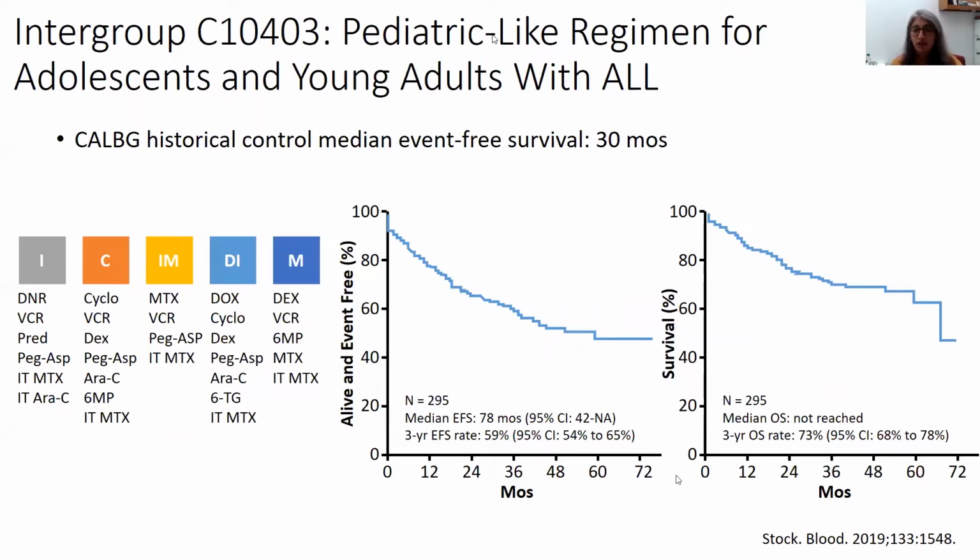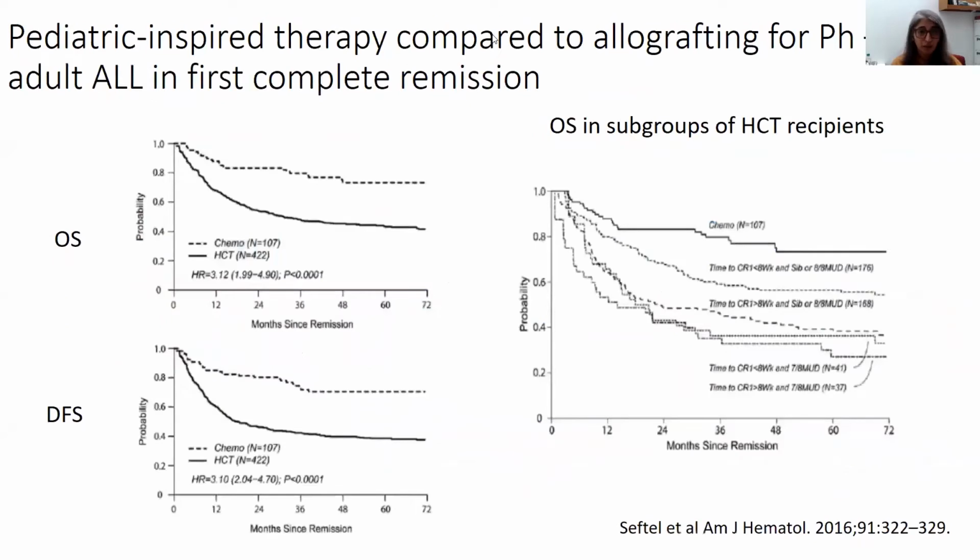What really stands out is that patients who were treated with a very intense regimen had a markedly improved event-free survival of close to 78 months. Overall survival was not reached. When you compare it to the historical control of the CLGB study, it was about 30 months. So this is almost a tripling of the survival.